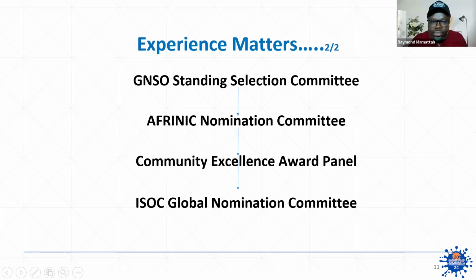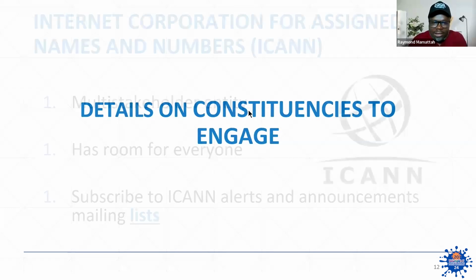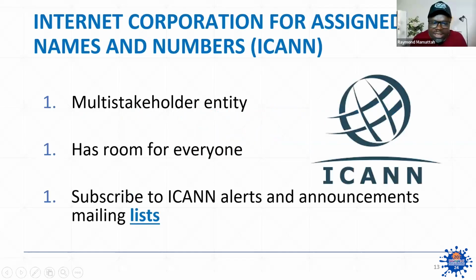So let's look at some of the constituencies that we could engage in. The first one is ICANN, a multi-stakeholder entity which has room for everyone to belong. Among the constituencies, we have the business constituency, the generic names supporting organization, the advisory committees, the ccNSO, that is the country code names supporting organization, operators, the ISPs and various others. Even for the lawyers, depending on your background and your interest, you can choose which of these stakeholders you want to engage in.